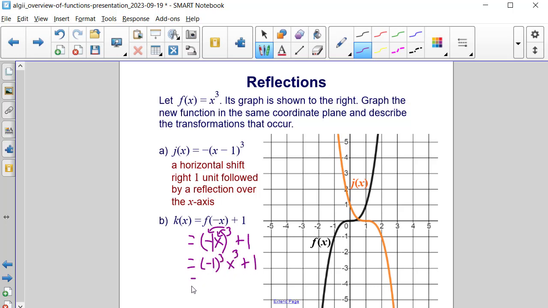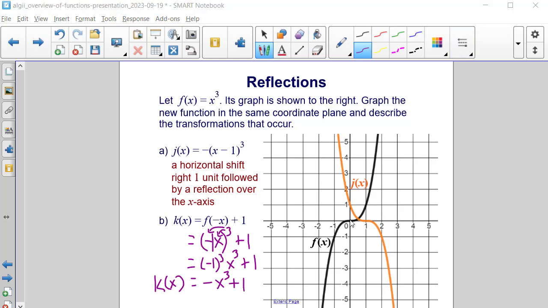-1 to the third power is -1. So we can just keep a negative sign out there. You could put the 1 there if you would like, but you don't have to. And then we can carry down the x to the third power and then bring the plus 1 in. So our algebraic function for k of x will be -x cubed plus 1.